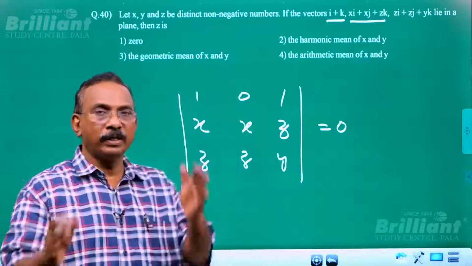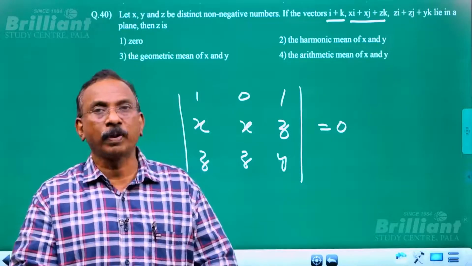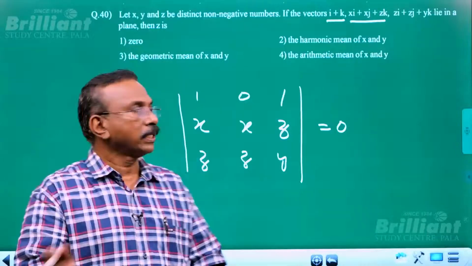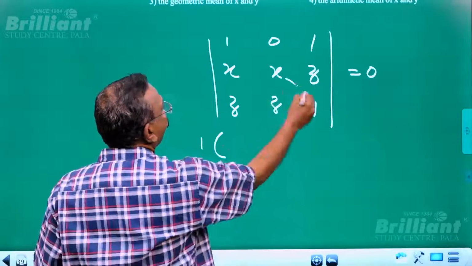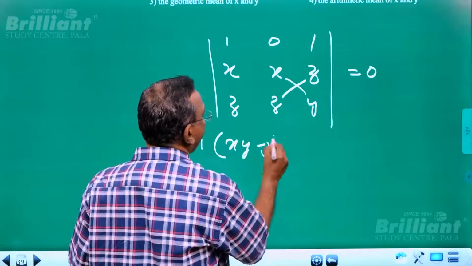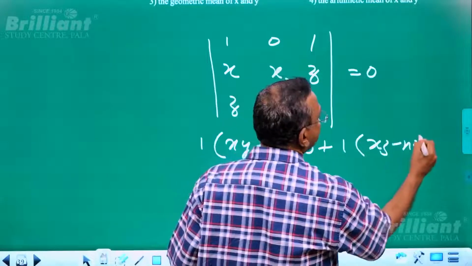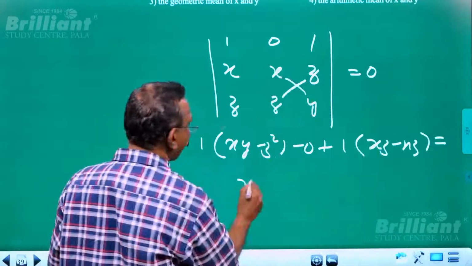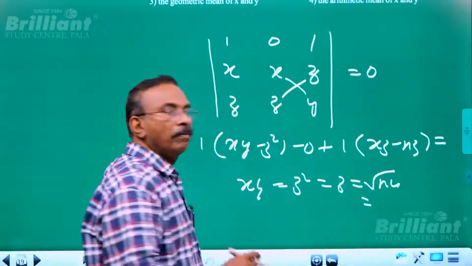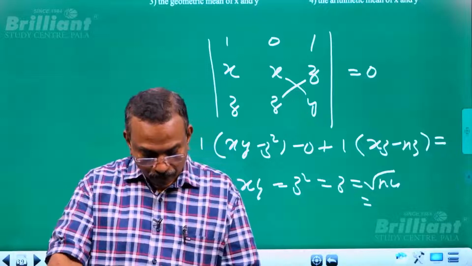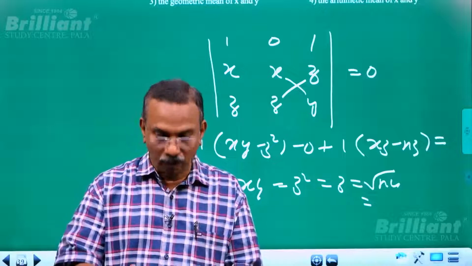If a, b, c are coplanar, then the box product, or the determinant value formed by them, should be 0. The volume of the parallelepiped will provide the equation for that. So expanding this determinant: 1 into (xy - z²) minus 0 plus 1 into (xz - xz), which is equal to 0. So that gets cancelled, and we get xy equal to z². So z is equal to root of xy, which is the geometric mean between x and y. So question number 40, option 3. The geometric mean between x and y will be z.